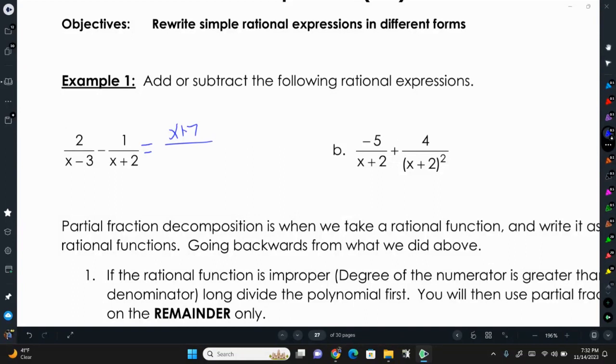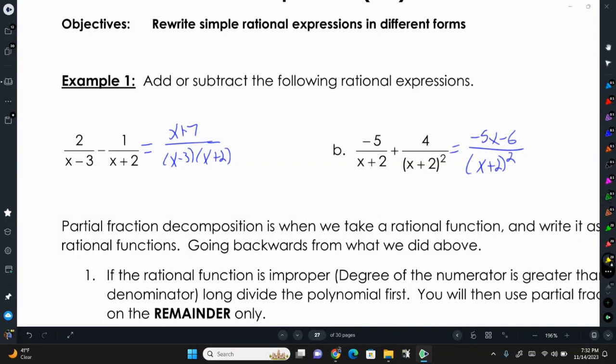over x minus 3 times x plus 2. And then the second one would equal negative 5x minus 6 over x plus 2 quantity squared. And we'd have to go and get common denominators and then combine like terms.